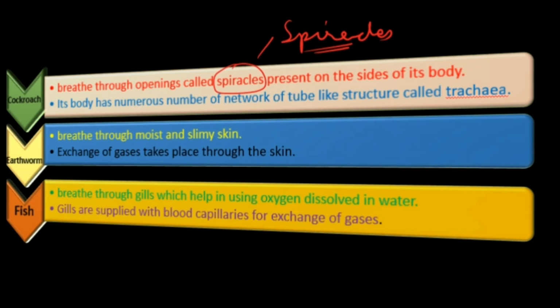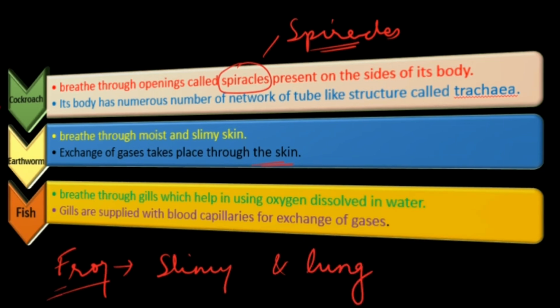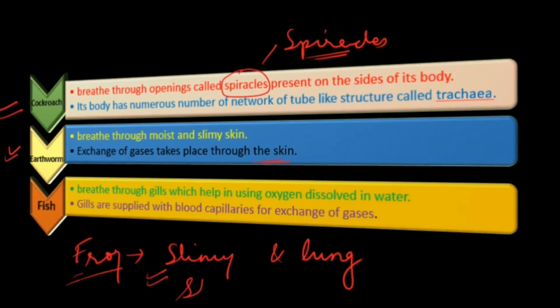The next is earthworm. You know that the earthworm has slimy and moist skin which is helpful in gaseous exchange. So the gaseous exchange takes place through this skin. Also you must have seen that the frog also has slimy skin along with lungs. Because frogs are amphibians, they can live on land as well as in the water. When they are inside the water, they use their skin, right? And when they are on land, they use their lungs for respiration.